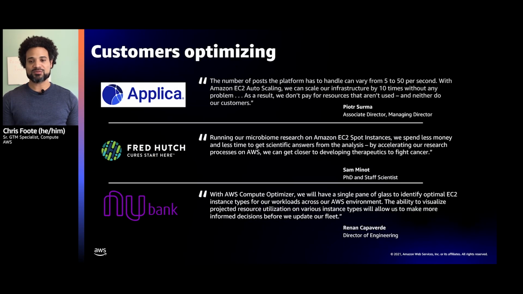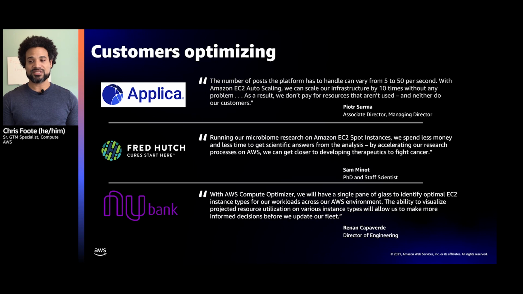So there's several customers that are leveraging all of these compute tools. If you look at Applica, Applica leverages a workload that scales elastically, and their platform needs to handle between 5 and 50 posts per second. They leverage auto scaling to achieve this, and through that, they're able to scale their infrastructure up to 10 times without any issues. And as a result, they only pay for what they use, and that drastically reduces the cost for them.